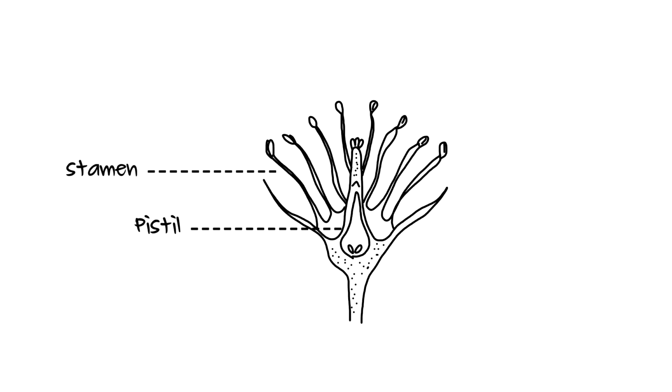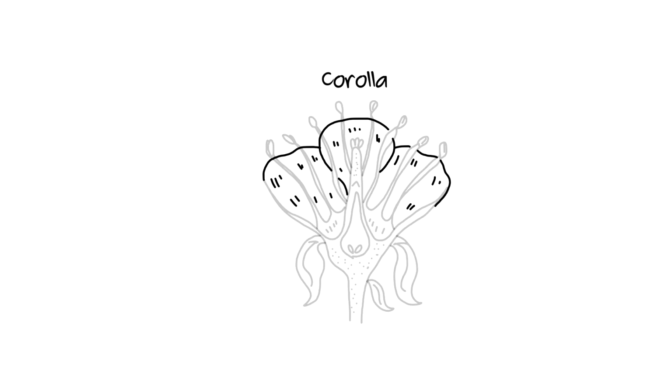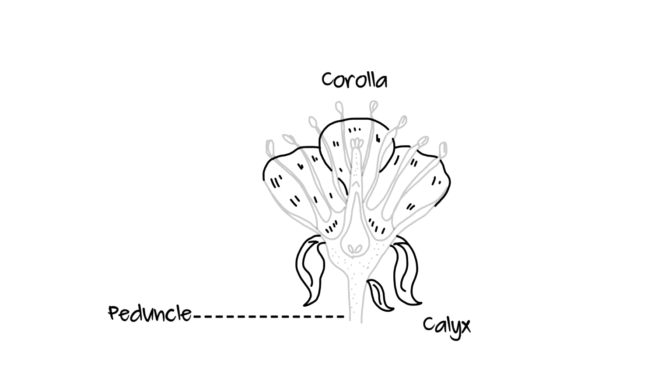Around the stamen and pistils are usually petals and sepals, and sometimes bracts on the outside or somewhere near the bottom, where you can usually see a receptacle connecting the flower to a peduncle, which basically means like the stalk. Corolla is what all the petals are collectively called, and calyx is what all the sepals are collectively called.